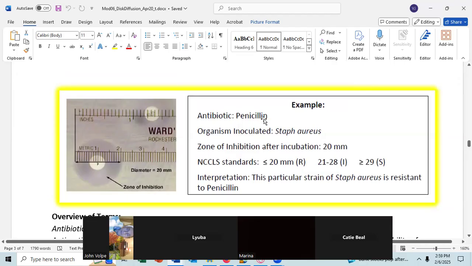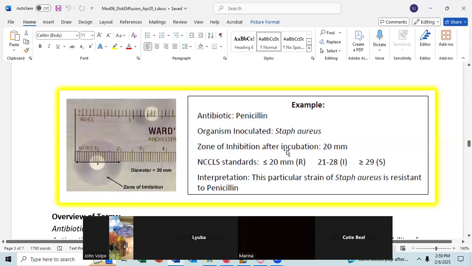this would be penicillin G. You then measure the diameter of the zone of inhibition and compare it to the table. For penicillin, if the diameter of the zone of inhibition is less than or equal to 20 millimeters, then we say that the bacteria are resistant to the antibiotic.